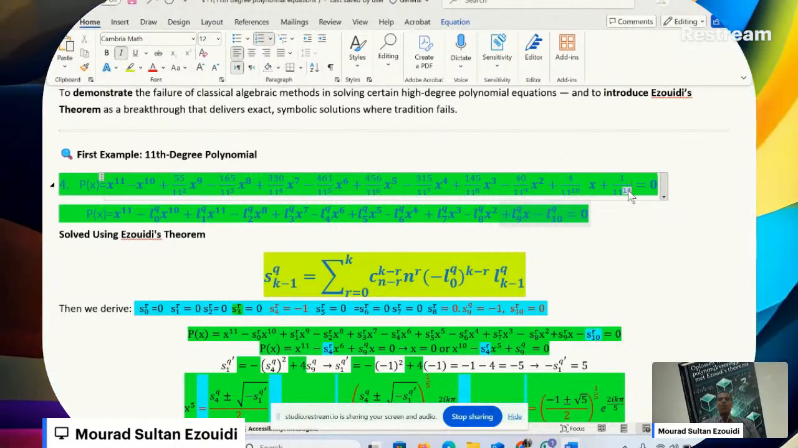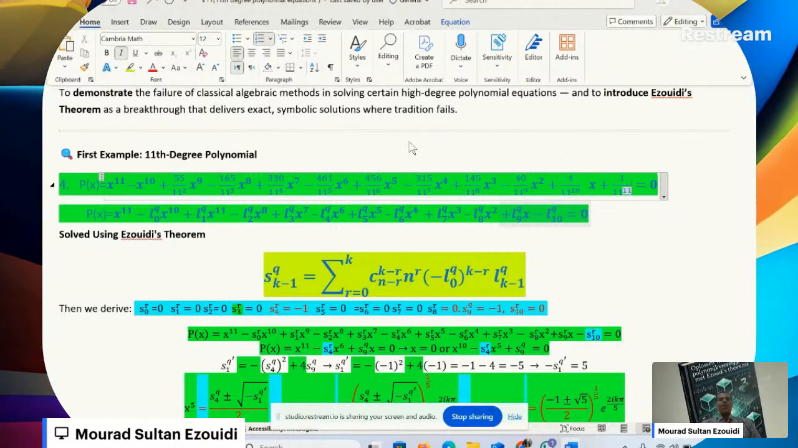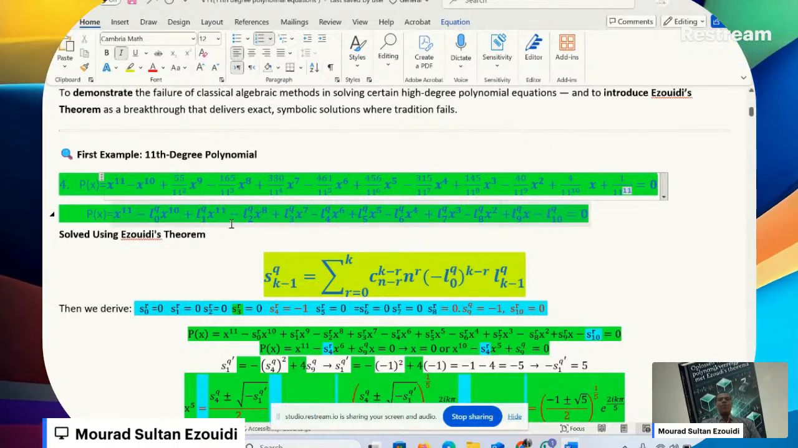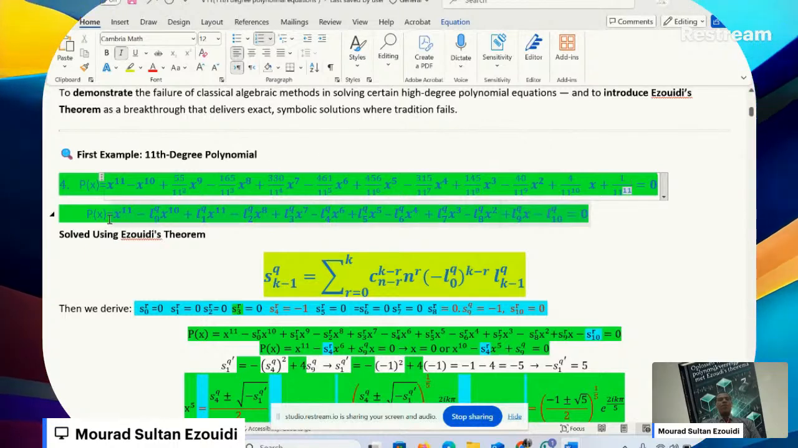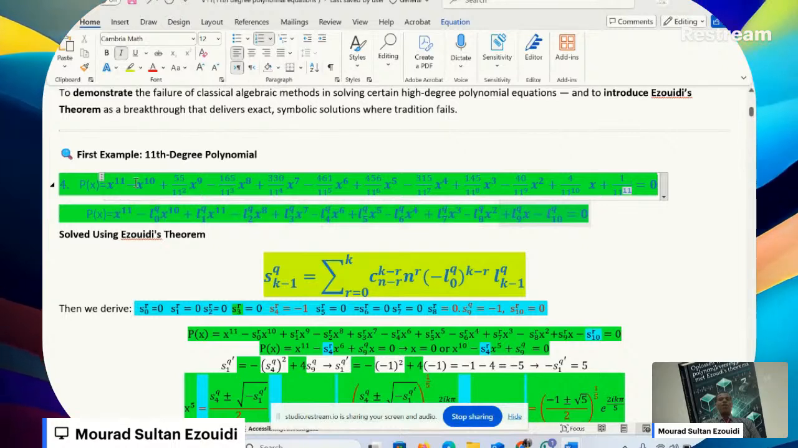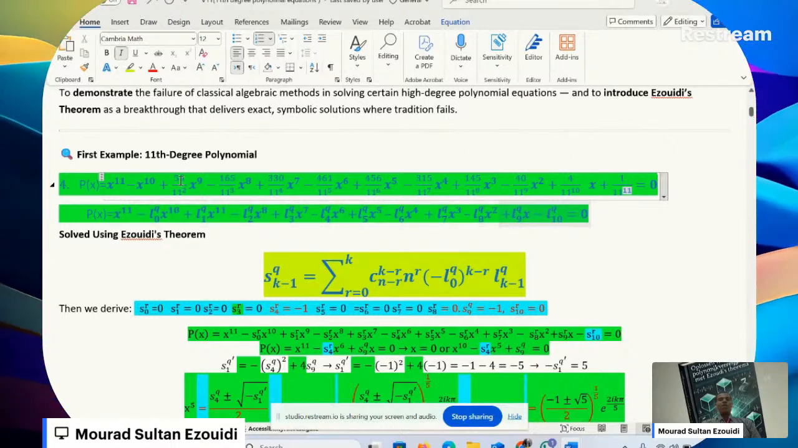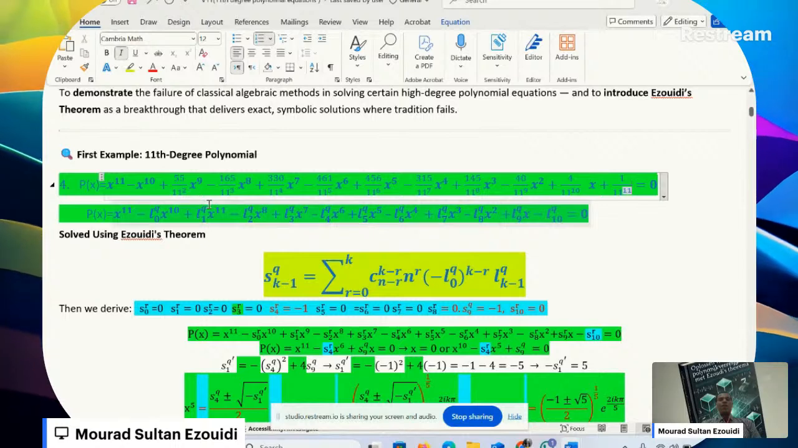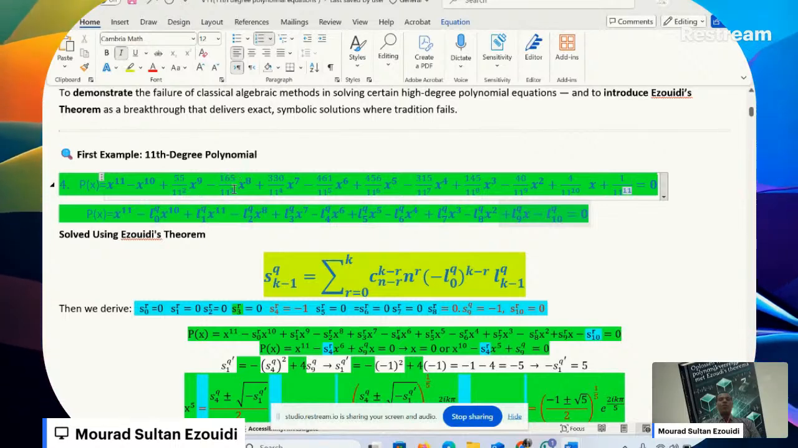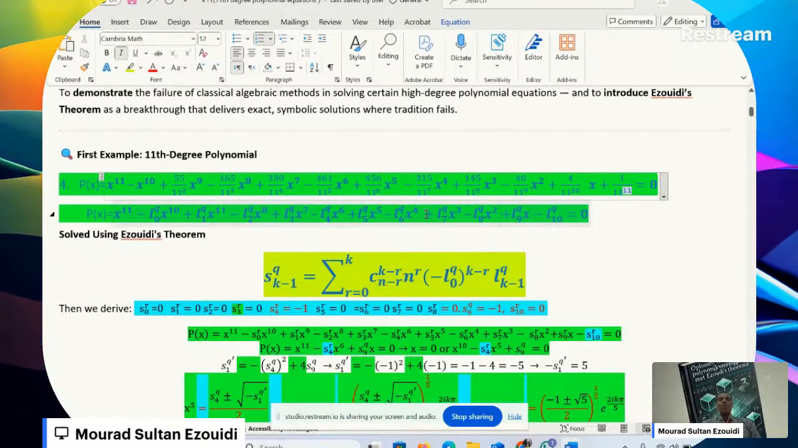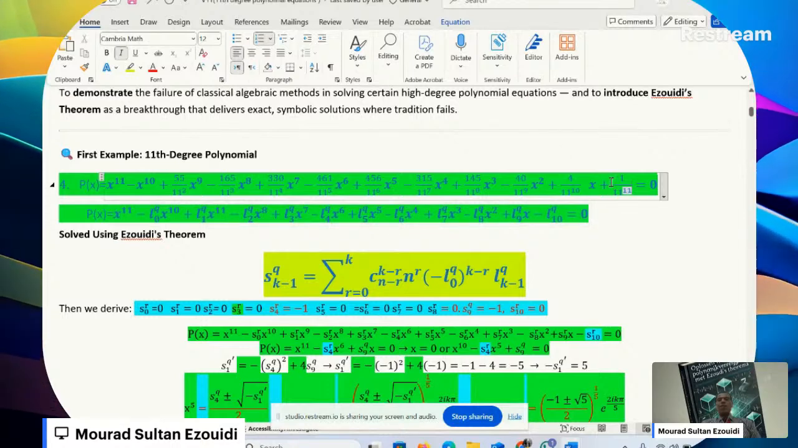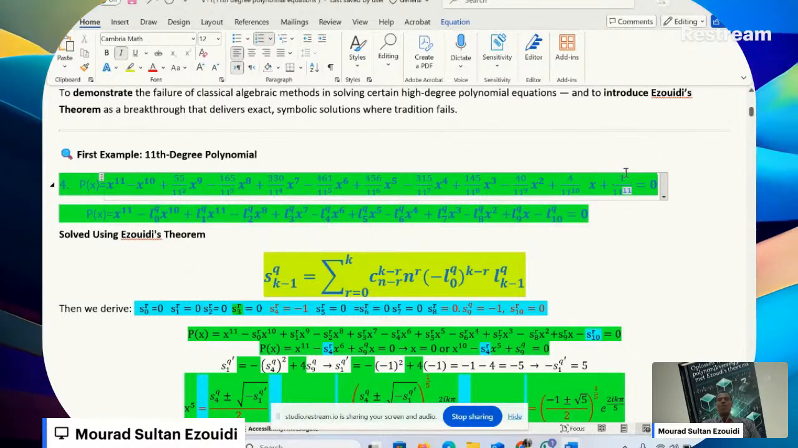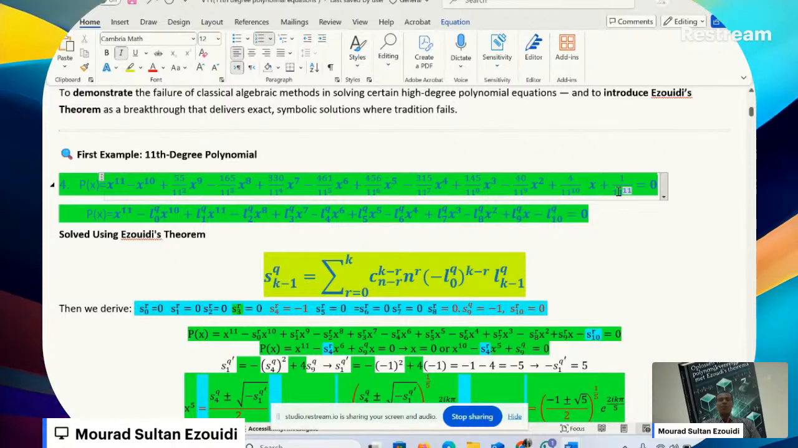This is our polynomial of degree 11. And this polynomial can be written in its standard form. You can see the coefficient of L minus 1 is 1, L0 is 1, L1 is 55 divided by 11 squared, L2 is 165 divided by 11 cubed, up to L10, which is equal to minus 1 over 11 to the power 11, because of the different signs.